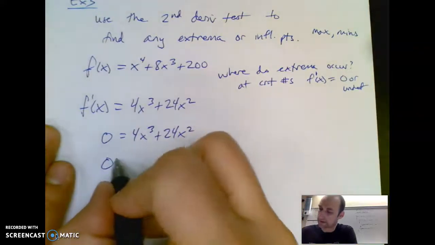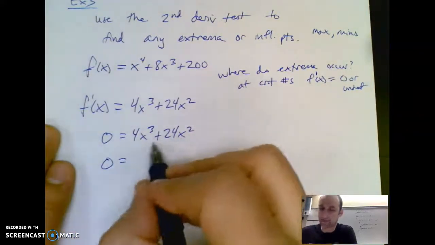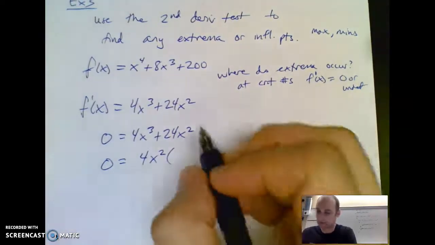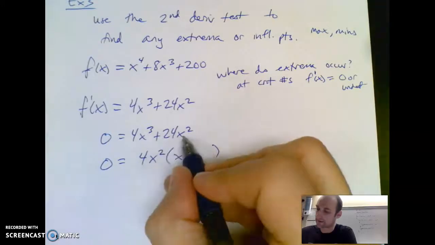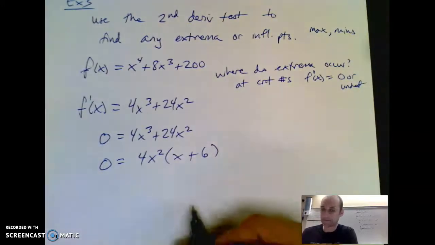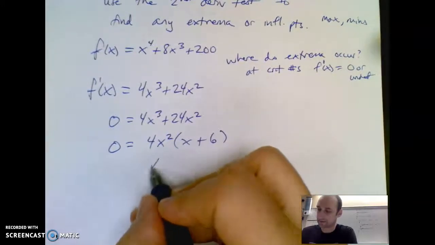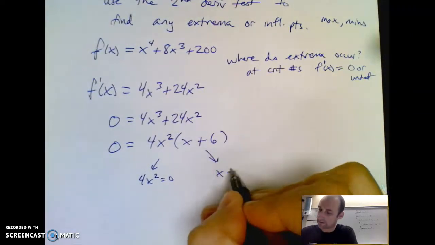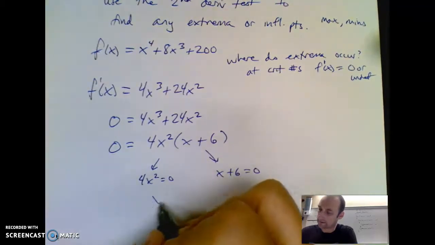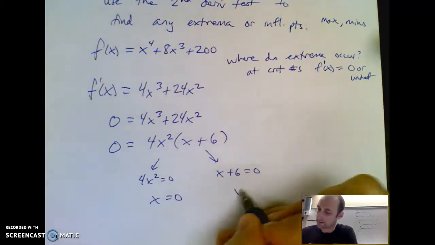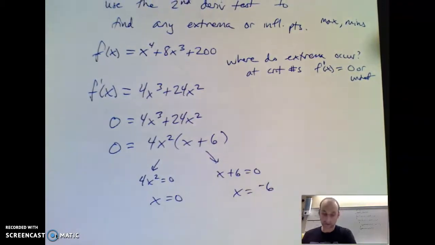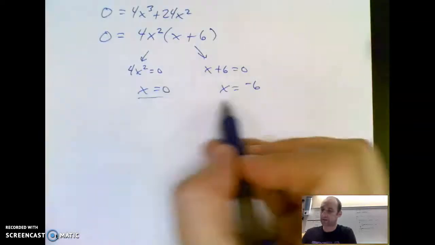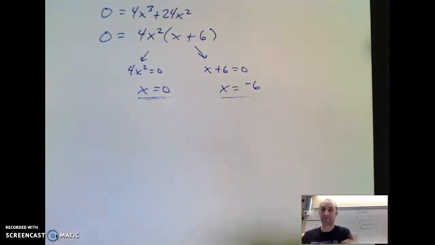And this one's pretty easy to solve because you can take out a GCF. They're both divisible by 4 and x squared. So I'll take out a 4x squared. What's left from this one is x. What's left from that one is 6. And then if this times this equals 0, either this part equaled 0 or that part equaled 0. So I got 0 and negative 6. So I got two places where it's either a max, a min, or an inflection point. I know that. These are the only two places on the whole graph. I don't even need a graph.